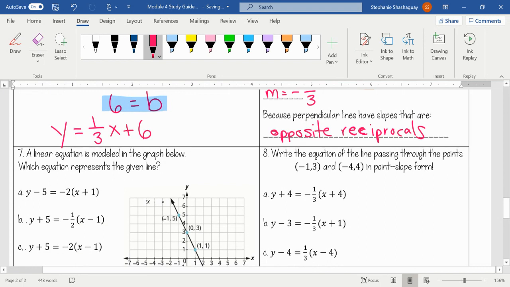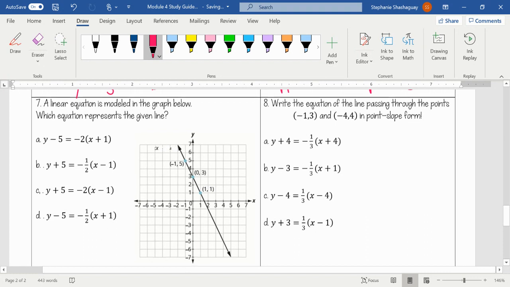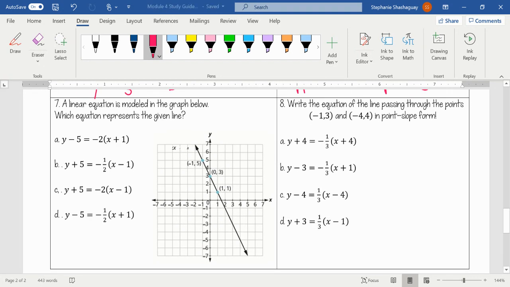Please forgive my spelling and handwriting at this point. All right, we've got 2 more questions to go. A linear equation is modeled in the graph below. Which equation represents the given line here?